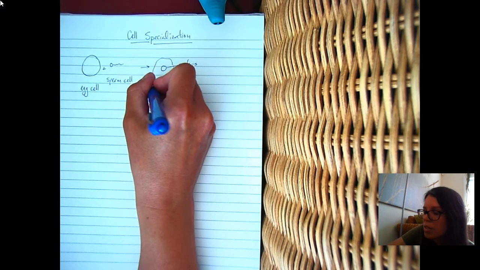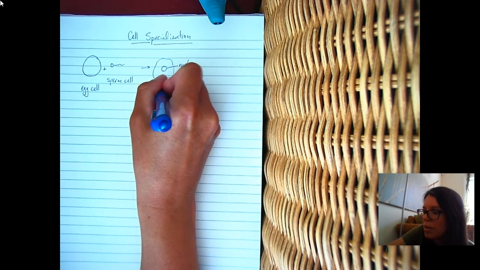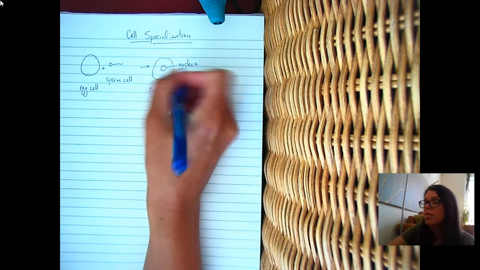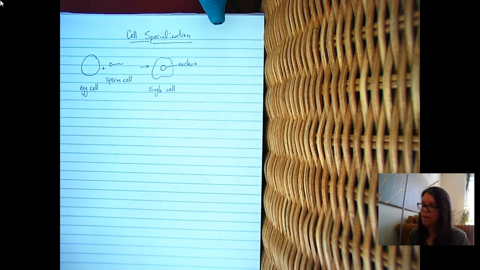And I'm only going to label the nucleus. I'm not going to try and draw all the other organelles and features, of which it would be jam-packed full of stuff to obviously help development and get this new life form going. Okay, so when these two come together, you have a single cell. And in the nucleus, you now have all the DNA this organism is going to need for future development.